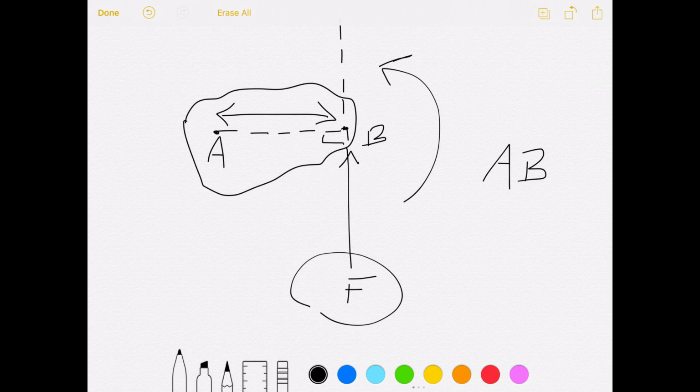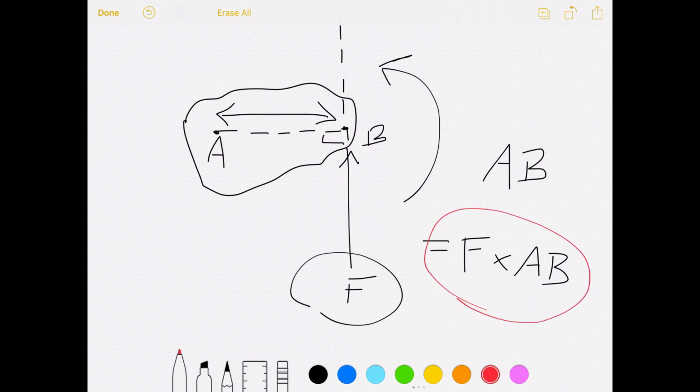Now if you want to measure this, how can you get the numerical value of the moment of force, or simply torque? Then there is a formula which is the force multiplied by the perpendicular distance of the force from the point A. In our case it is AB. So this formula will give you the magnitude of the moment of the force, that is also known as torque.